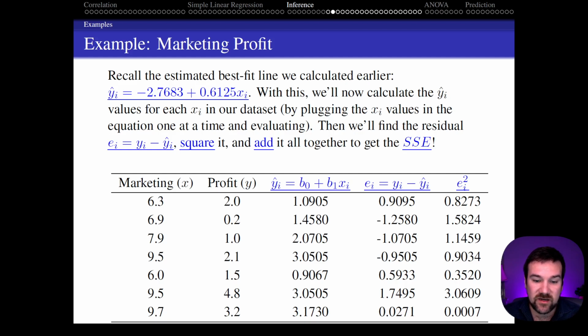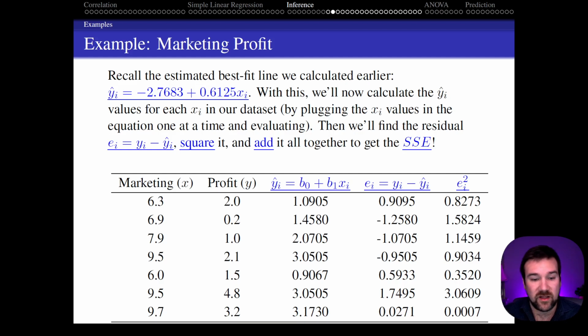1.0905. For the second number in the third column, I do the same thing, but now I plug in 6.9 for x into that equation at the top of the slide, hit enter on my calculator, and I get back 1.4580, and I do that for every value in my sample. Once I have that third column filled out, now I'll move on to the fourth column.